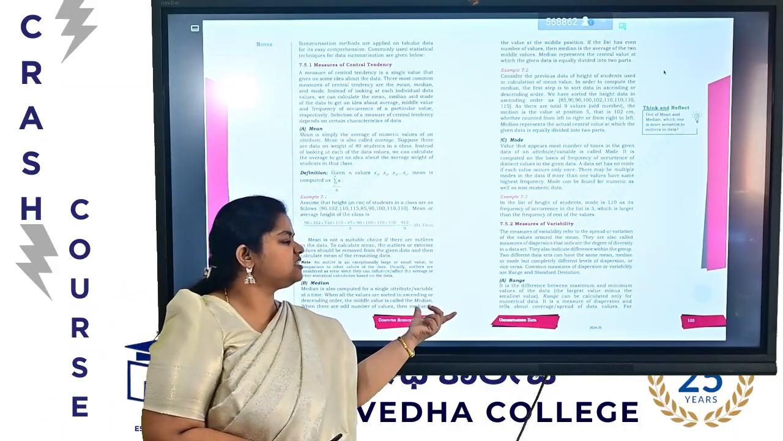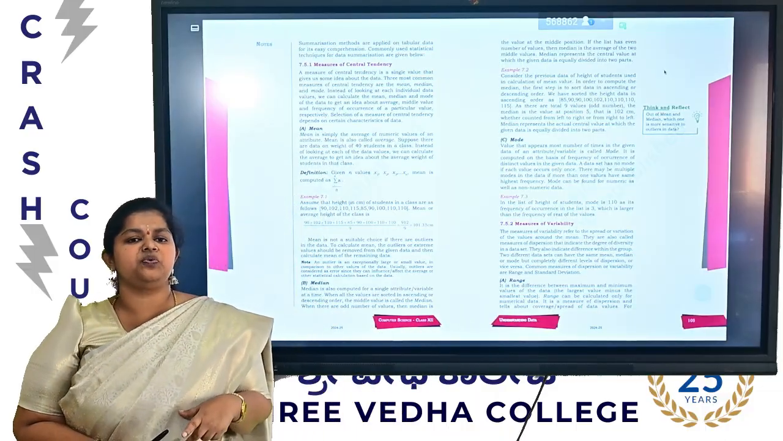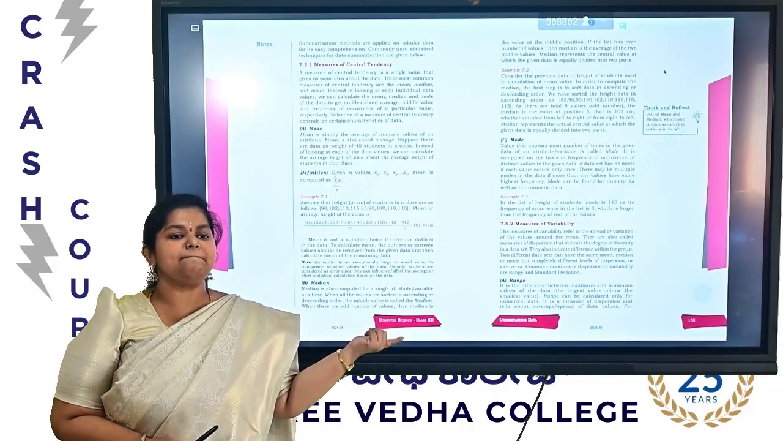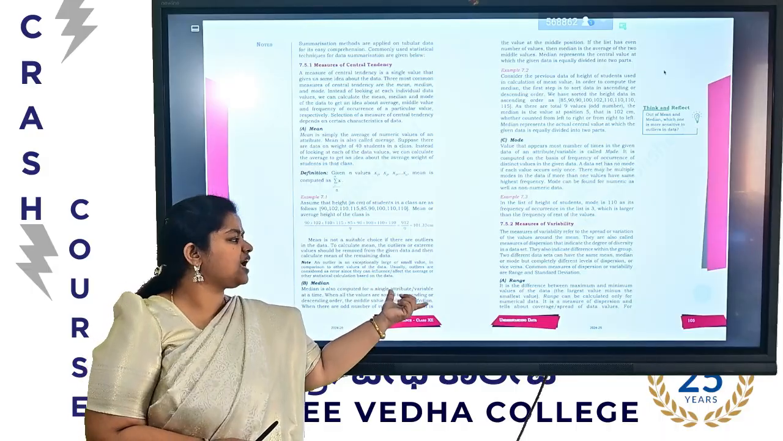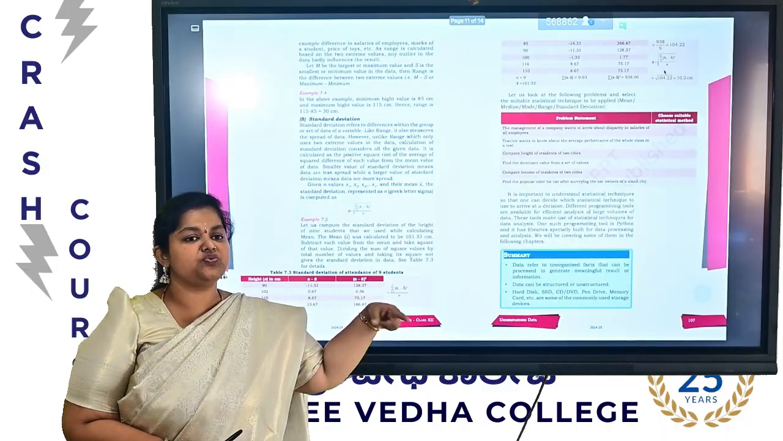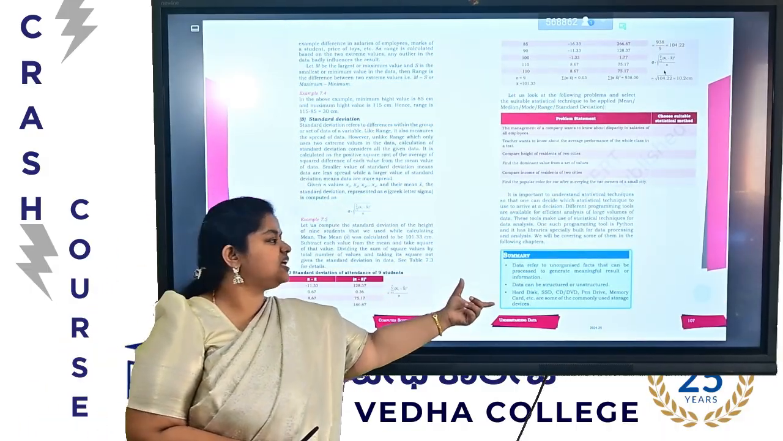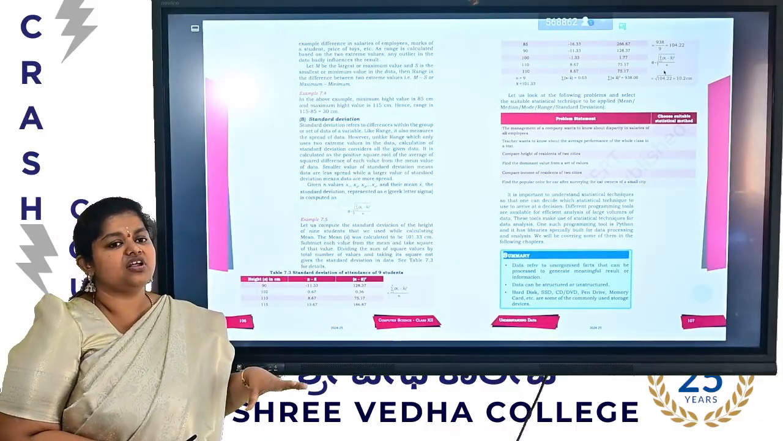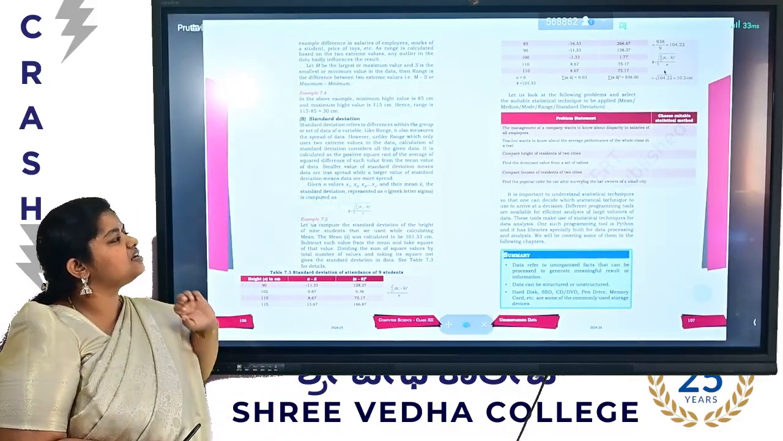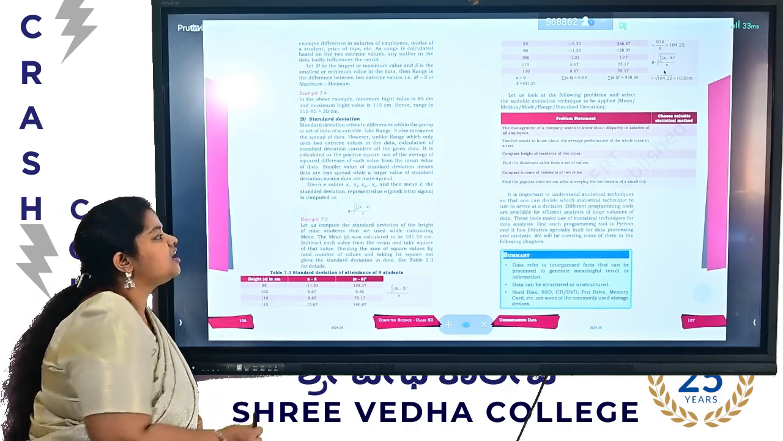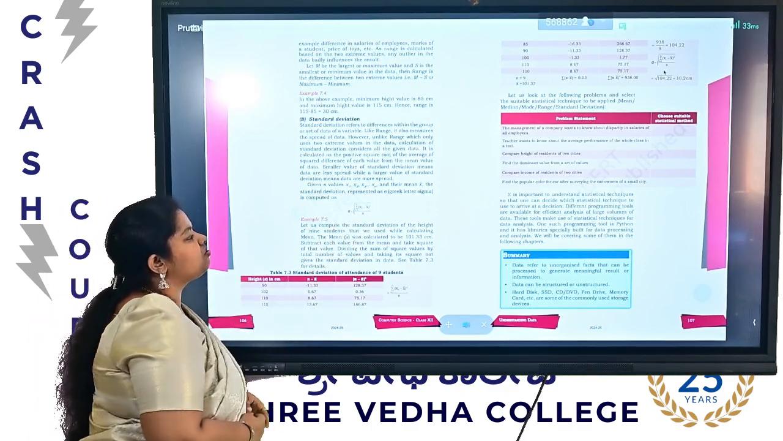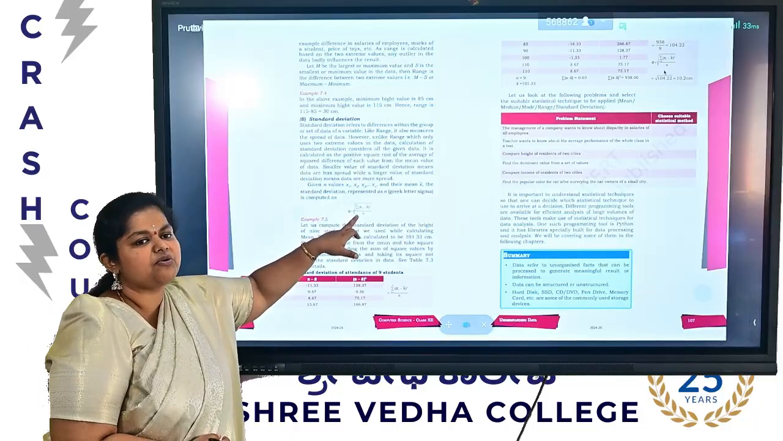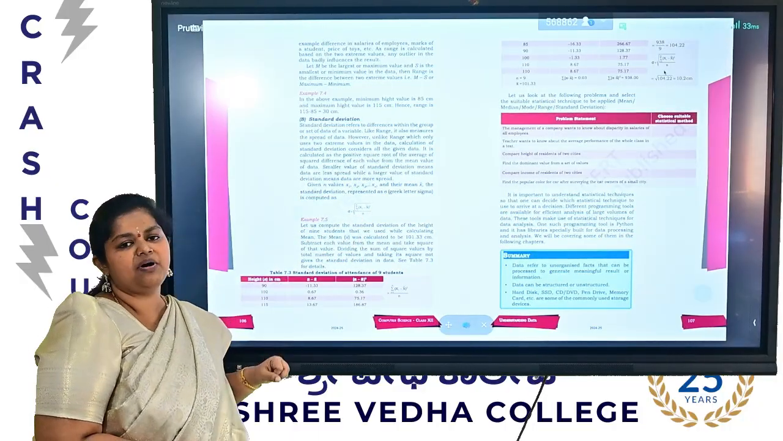The range is nothing but the difference between the maximum value and the minimum value. If you calculate that, you will get the range value. Range is denoted with R. After that comes the standard deviation. The standard deviation plays a major role because it is a formula application. Sigma is equal to the square root of the sum of (x minus x bar) whole squared, divided by n.